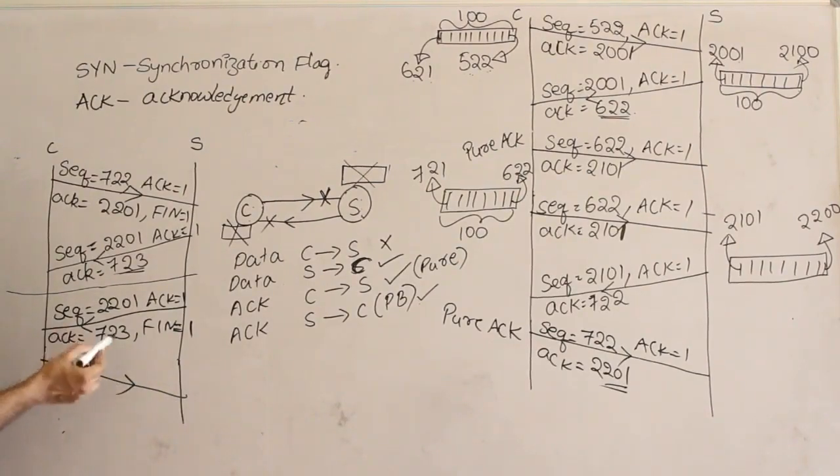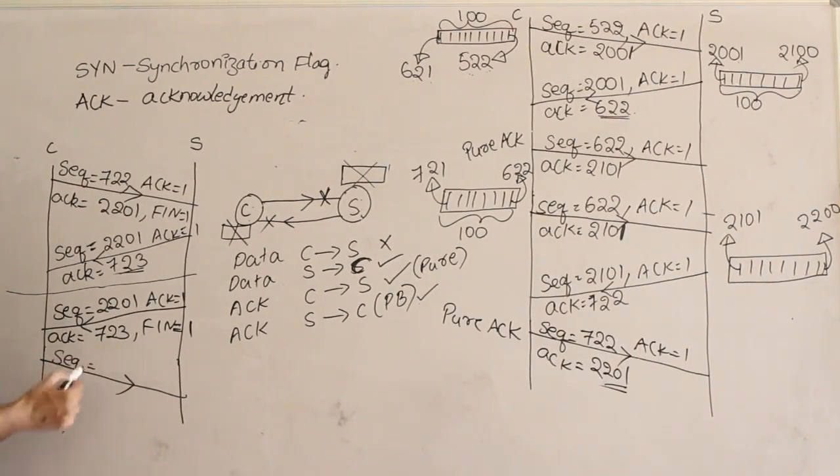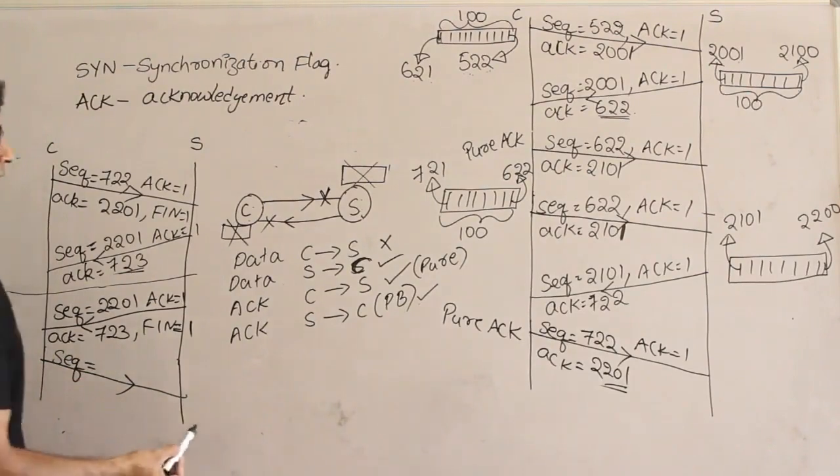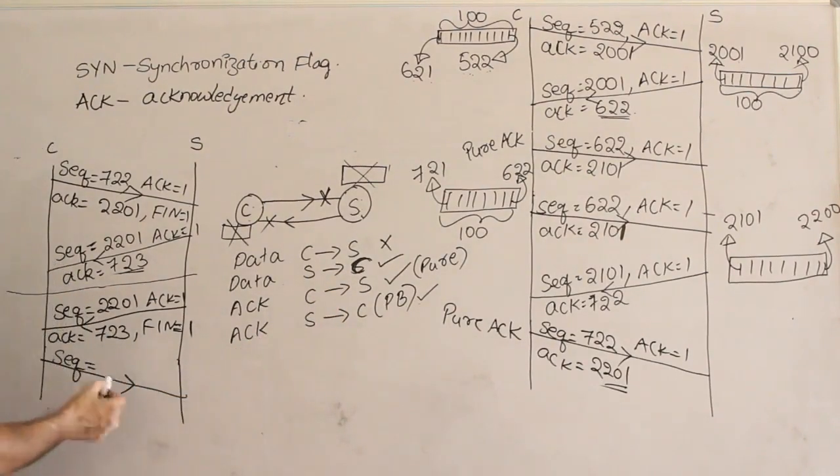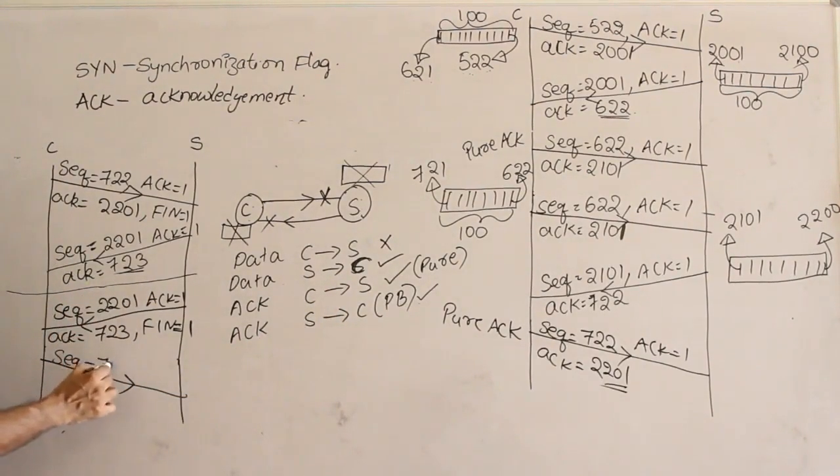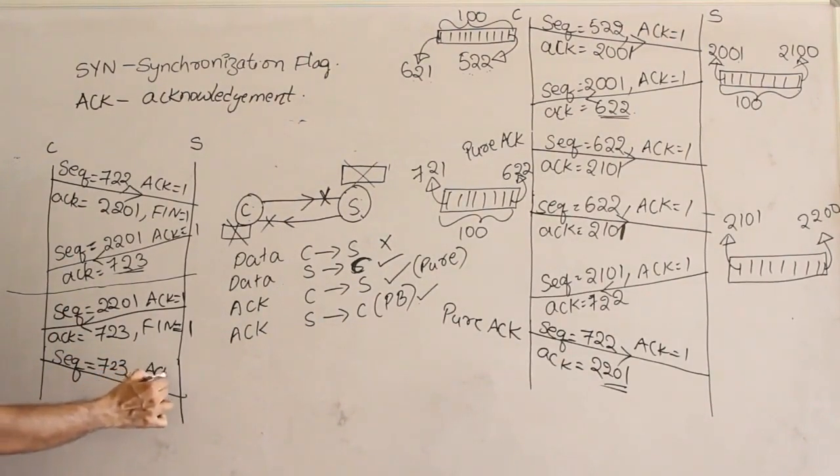Therefore client will send a packet. It is not required, but still. So what will be the sequence number on the packet? What is the next sequence number available? 723. Why? 722 is over, right? Therefore 723, and it will send an acknowledgement.